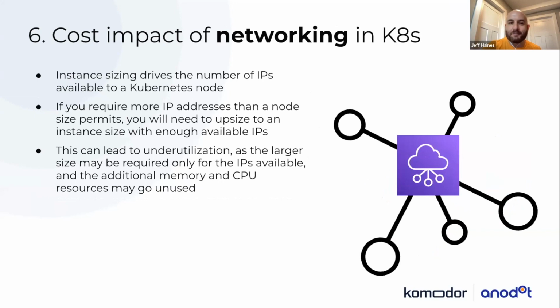6, networking. When running on cloud infrastructure, the number of IP addresses that can be attached to an instance or VM is driven by the size of the instance that you've chosen. In cases where you need more IPs than a particular instance size offers, you may have to upsize to an instance size with a large enough IP address offering. Scaling from a large to an X large instance to gain additional IPs could cost you double, and the node's additional CPU and memory resources would likely go underutilized.